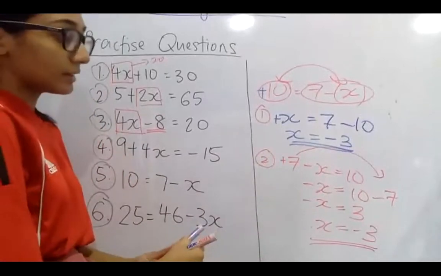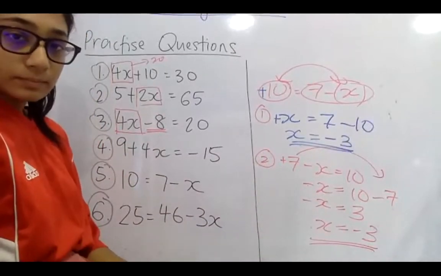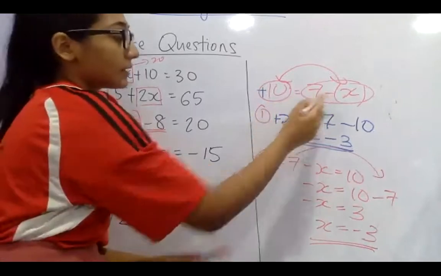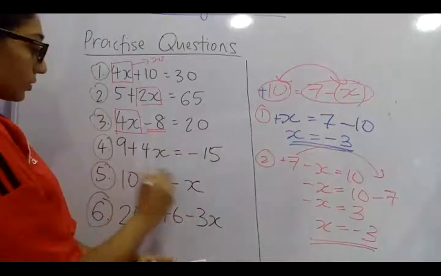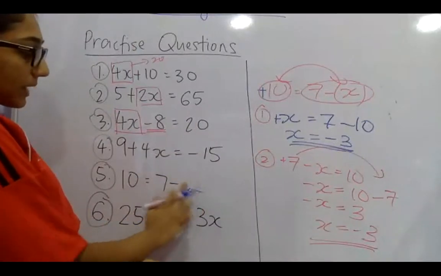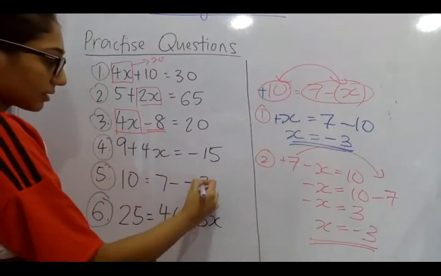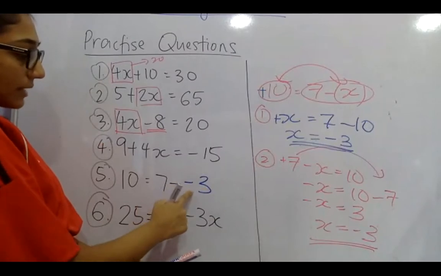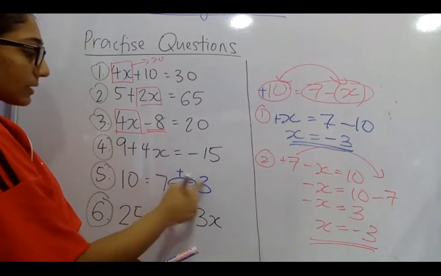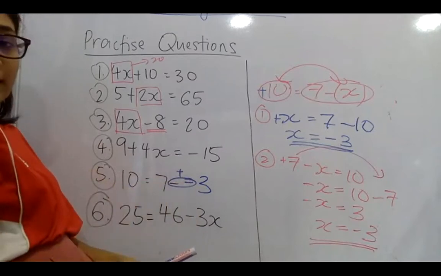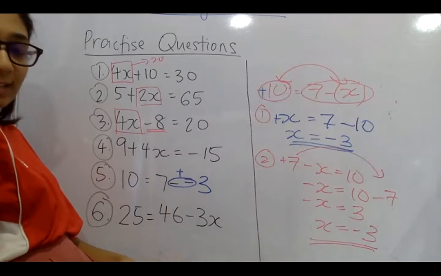So the answer will be negative 3. So you can use either way. If we check again, 7 minus x, so we look at the question. If x is minus 3, which is what we found out, then minus and minus becomes a plus. And 7 plus 3 equals 10. Okay, Akshara, can you understand? Yeah.